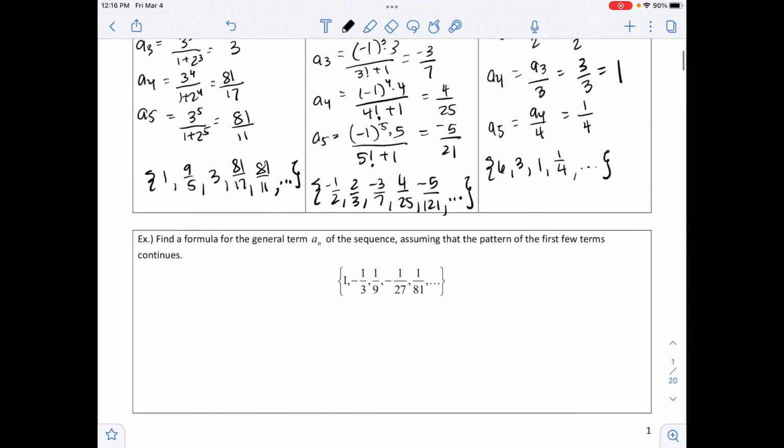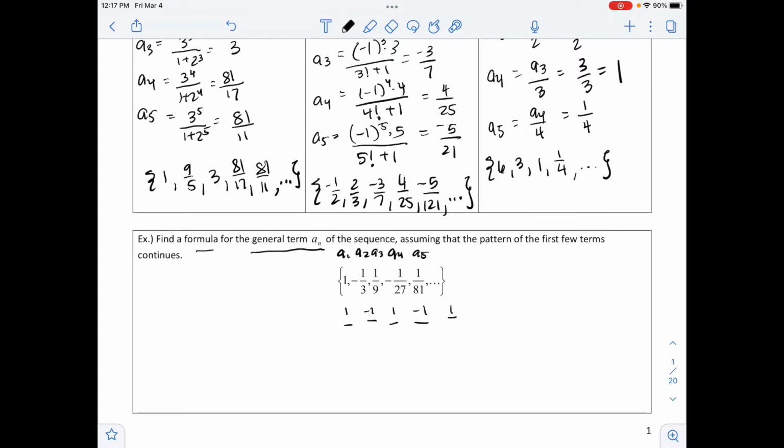The next example has us going backwards, and it says find a formula for the general term a sub n of the sequence, assuming that the pattern of the first few terms continues. So this is our a sub 1, a sub 2, a sub 3, a sub 4, and a sub 5. And so we need to think of a way to write this so we can see that pattern. So I'm noticing that the numerator is always a 1, but it's alternating. And so add 1, then negative 1, then positive 1, then negative 1, then positive 1 up in the numerator.